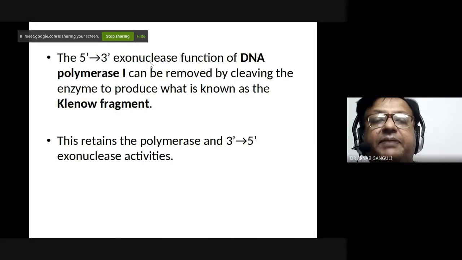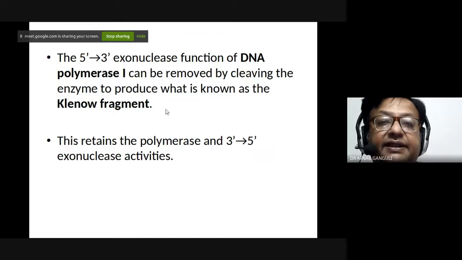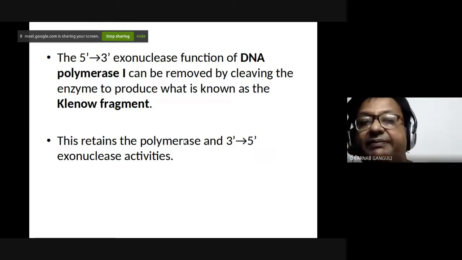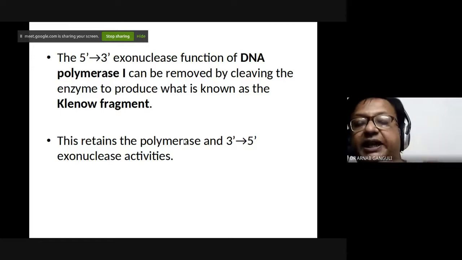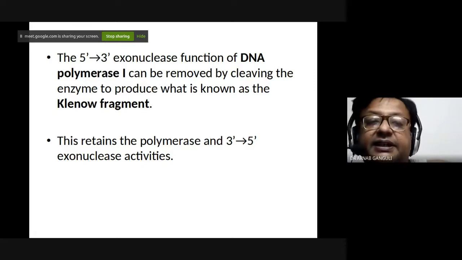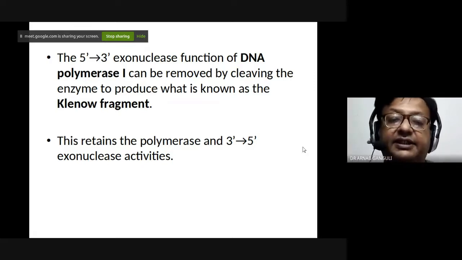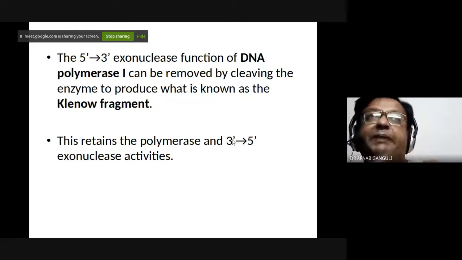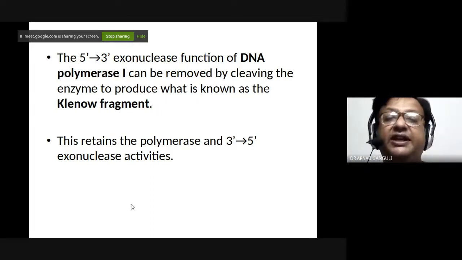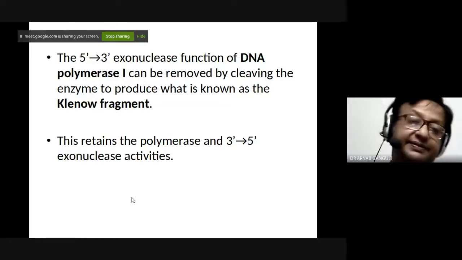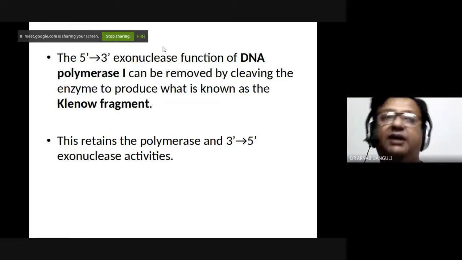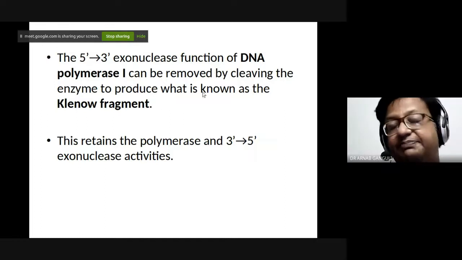The 5' to 3' exonuclease function of DNA polymerase 1 can be removed by cleaving the enzyme to produce what is known as the Klenow fragment. So you can remove the 5' to 3' exonuclease from DNA polymerase 1, and what remains after removing the 5' to 3' is the Klenow fragment. This Klenow fragment has the 3' to 5' exonuclease, which can cut from the back and remove, and it has polymerase activity. But the 5' to 3' activity can be removed. The Klenow fragment is basically used.